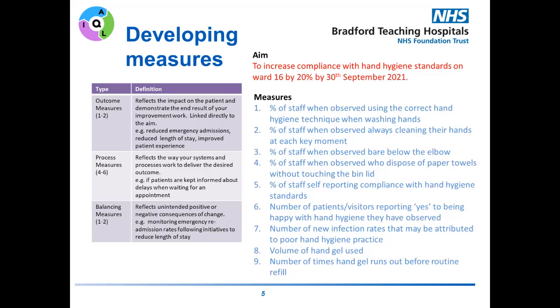You could get a consensus from staff about measure number 7 at a daily safety huddle. You are not saying that new infections are definitely caused by poor hand hygiene. You are making an assessment as a group as to whether the infection could be caused by poor hand hygiene practice. Finally, you might want to develop a couple of balancing measures about the volume of hand gel or soap use, because an unintended consequence might be that these are running out quicker and you might need to factor in more frequent top-ups.